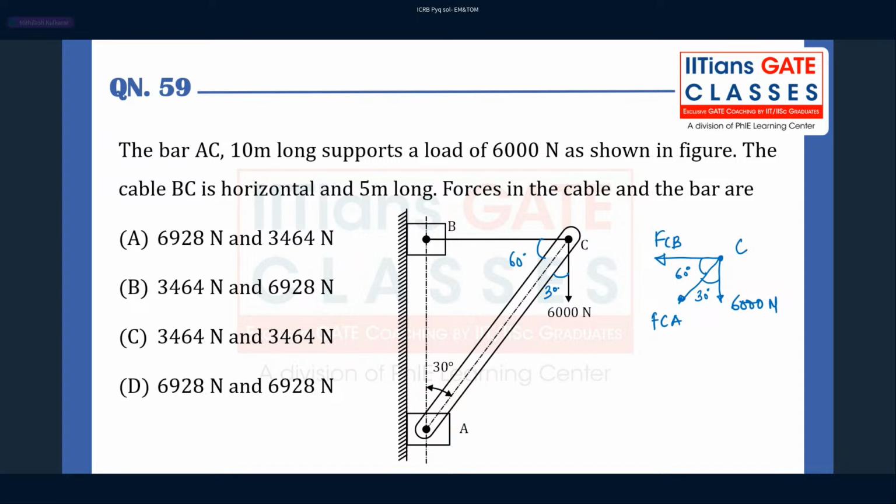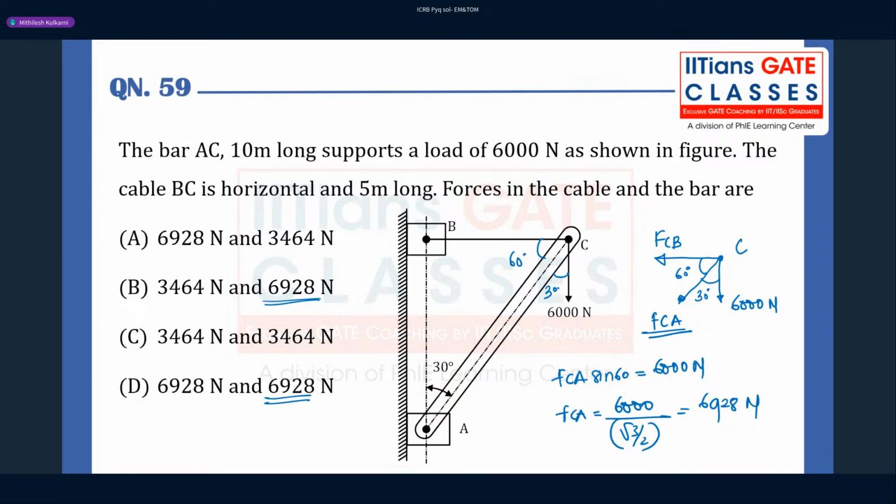So looking into the sum of all vertical forces, the vertical component of FCA has to be equal to 6,000. So I would say FCA sine of 60 is equal to 6,000 Newton. Or you can also write it as FCA cos 30 is equal to 6,000 Newton. And hence FCA is equal to 6,000 divided by sine 60, which is root 3 by 2. Ultimately, you'll end up with 6928 Newton. So we have two options here with 6928, so either option B or D is correct.